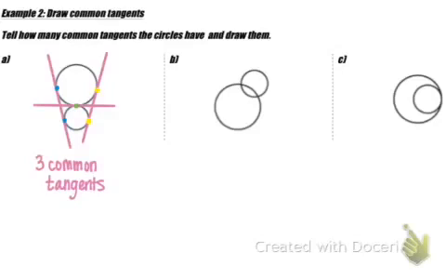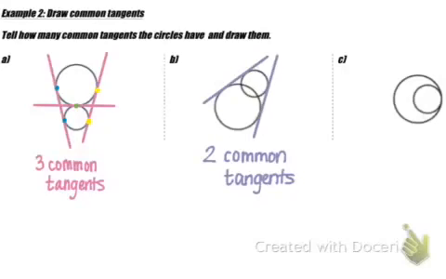In the second circle we have a tangent on the right hand side that intersects both circles at 1 point each, a tangent on the left hand side, but this time we don't have a tangent in the middle, because if we did, then it would intersect at 2 points, which would not make that a tangent anymore. It needs to only intersect at 1 point per circle. So this has 2 common tangents.